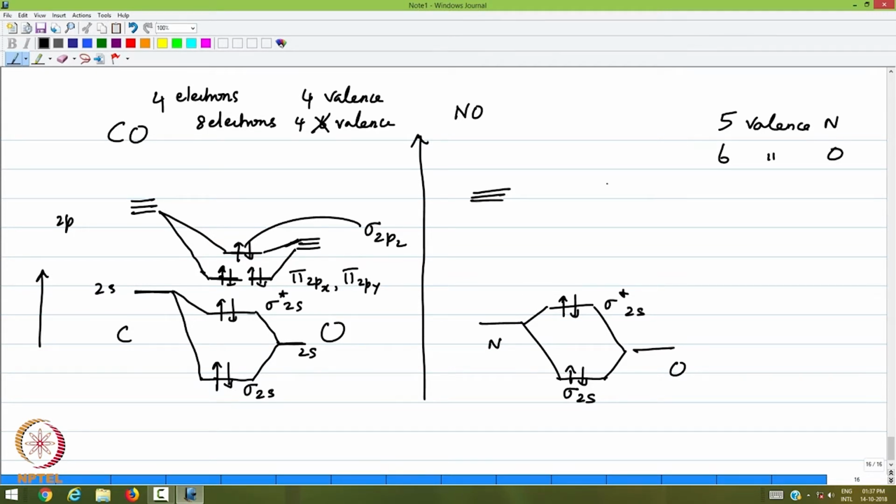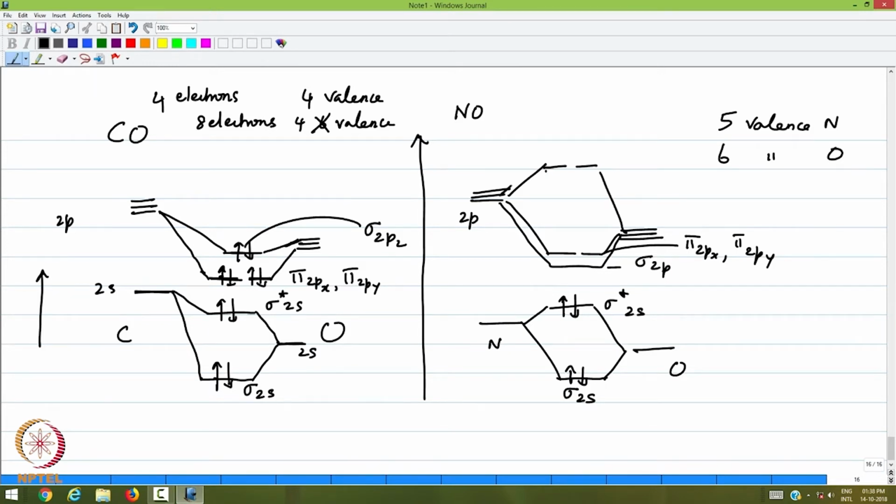And if we have 3 p orbitals here, but the 2p orbitals for nitrogen and the 2p orbitals for oxygen lower in energy, then you can see that this is the pi 2p and this is the sigma 2p, and these are pi 2px, pi 2py, and the anti-bonding orbitals are all, of course, there.